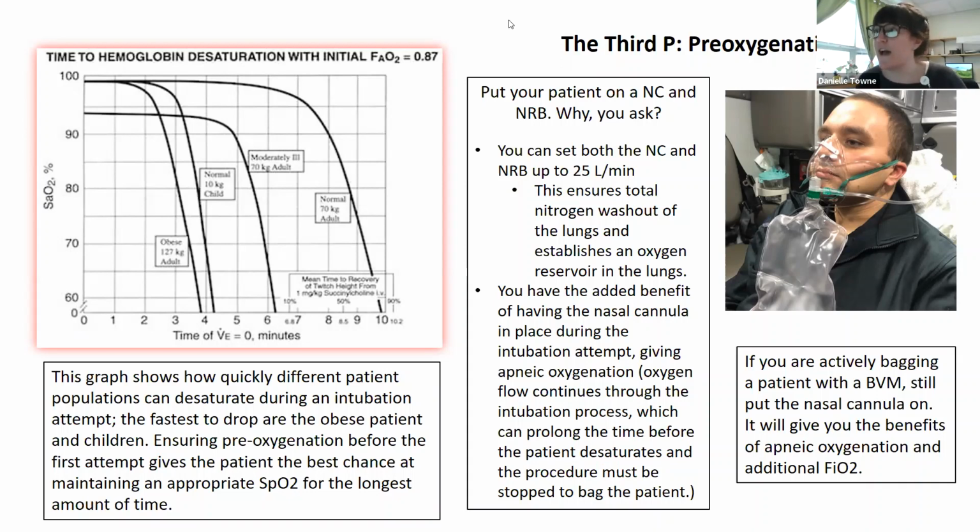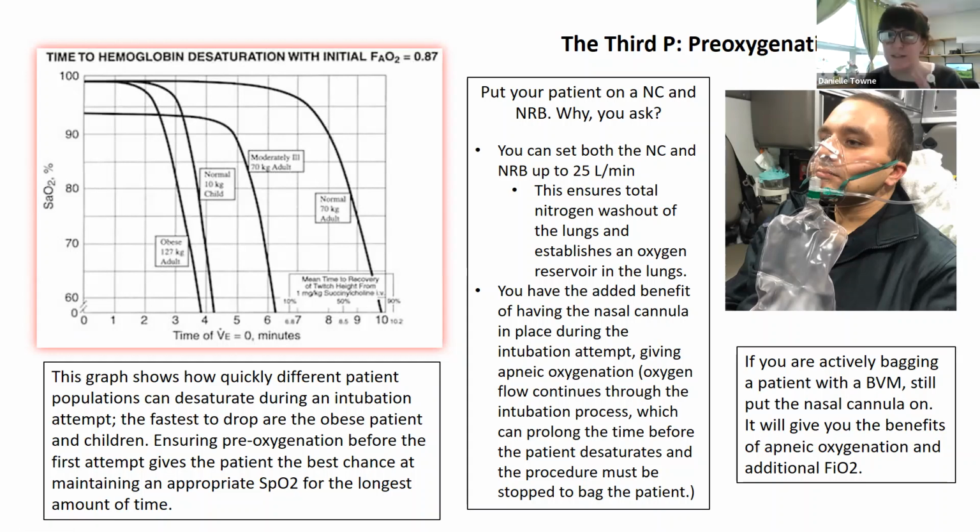Now, I want you to look at this graph here. What this is telling you is it's showing how different patient populations can desaturate during an intubation attempt. The fastest that you'll see that drop are our obese patients, okay? And then we've got our kids who start out high and they drop off pretty quickly. Then we have our moderately ill adults, which can maintain for, looks like, a couple of minutes before they drop off quickly. And then we have our healthy adults that can maintain for quite a while before they drop off.